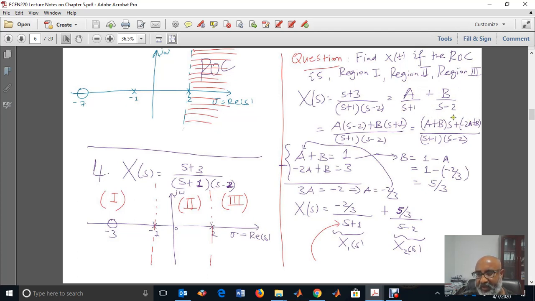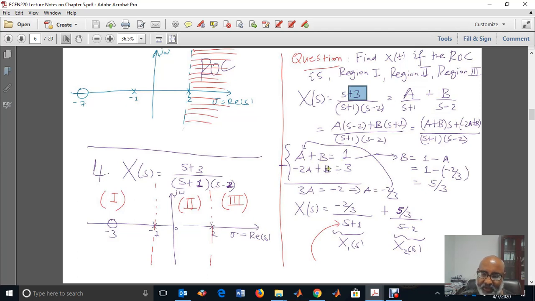And then we group the same terms, like the s terms and constants: (A + B) times s, and (-2A + B). Then from here, we check the numerator. The numerator is s + 3, and we compare these two. The coefficient of s is 1, so A + B should be 1. And the constant part is -2A + B, which is equal to 3. So then we solve these two.